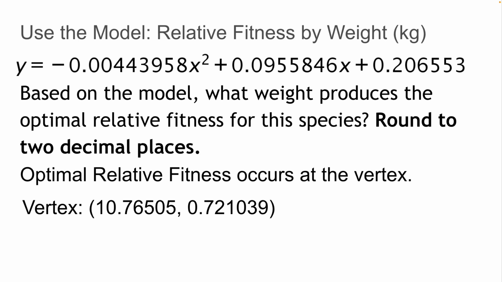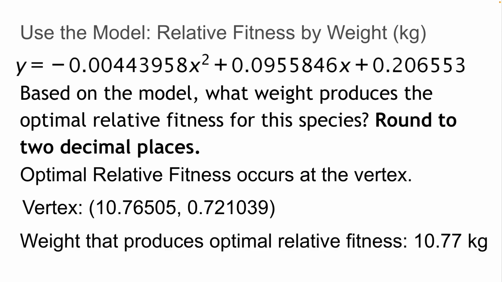Once again, we found our vertex was the point 10.76505, comma 0.721039. Now let's use that to answer this question. The weight that produces the optimal relative fitness is going to be the x-coordinate of the vertex. So rounding that to 2 decimal places, that would be 10.77 kilograms.